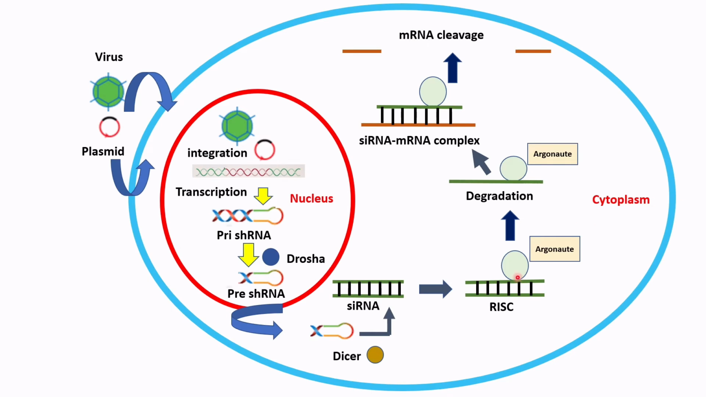shRNA is processed into siRNA in the cell. Then it plays its role exactly in the same way siRNA does. So, this part is common between siRNA and shRNA. Now, one thing is probably bugging you: why do we need shRNA, when it gets converted into siRNA ultimately? We could have chosen siRNA directly to silence a particular gene. Here is the answer.